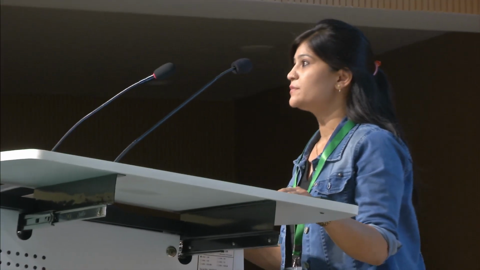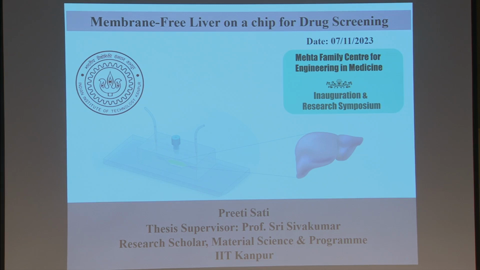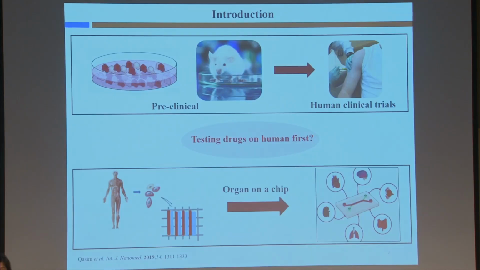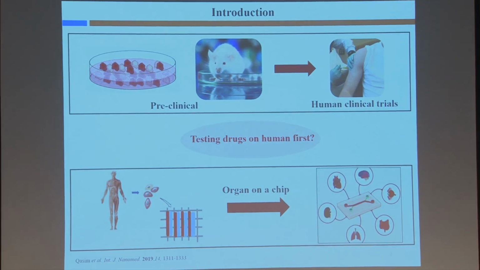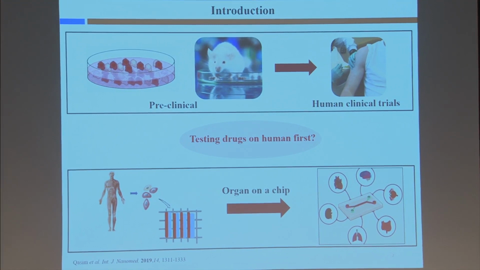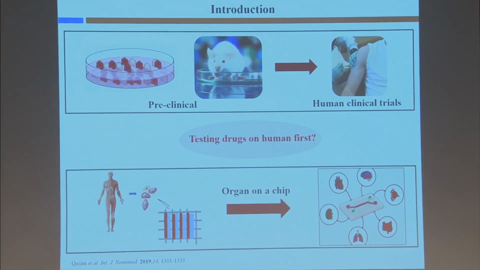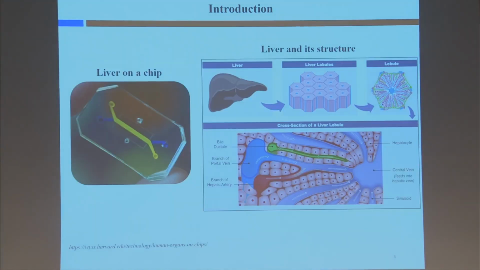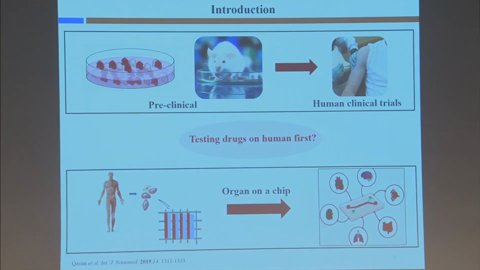Good evening, everyone. This is Preeti Sati, and today I'm going to talk about my research topic, membrane-free liver on a chip for drug screening purposes. So, first of all, testing experimental drugs on humans first is a very risky and challenging process. Also, drug discovery with the conventional platforms and with animal models is not that effective, and is a time consuming and expensive process. So, to overcome these challenges, microfluidics and tissue engineering are working towards developing novel organ-on-a-chip platforms for drug screening purposes.